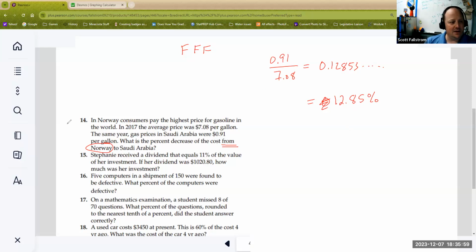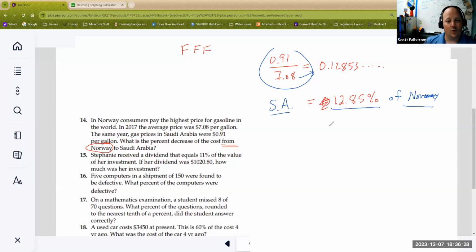Well, what does this mean? This is where that sheet comes in handy. This is 12.85% of Norway. Norway is Saudi Arabia. And if you want to check it, look at this fraction. You'd multiply the other side. 7.08 times 0.128 gives you 0.91. So 12.85% of Norway is Saudi Arabia.